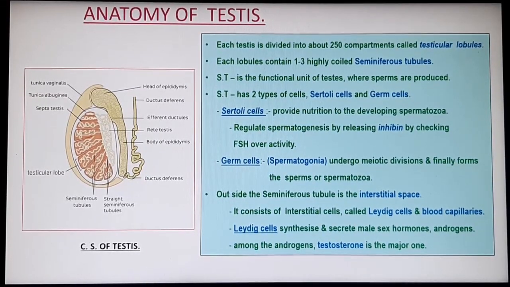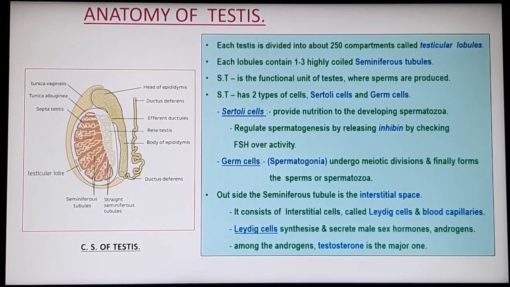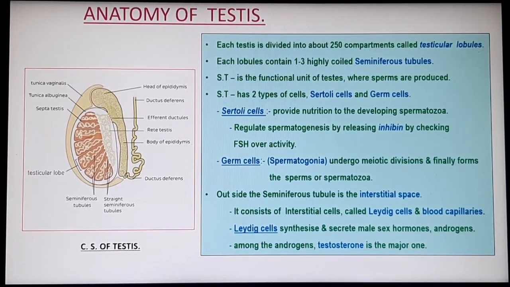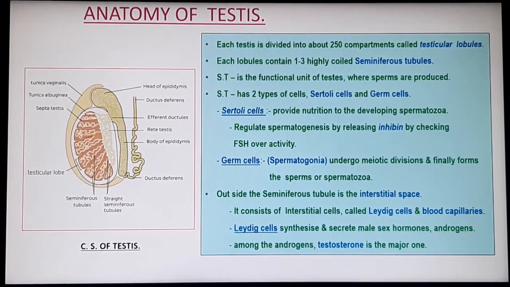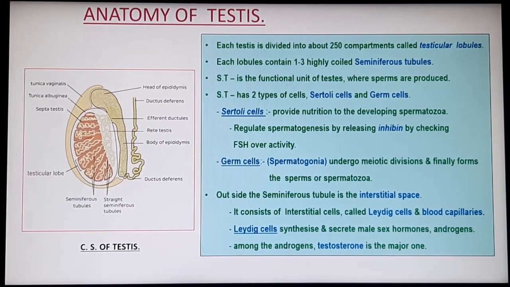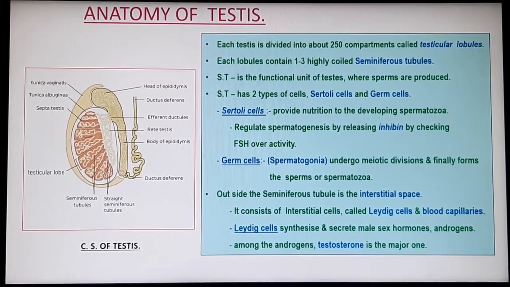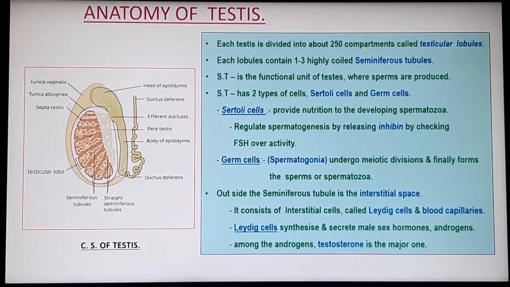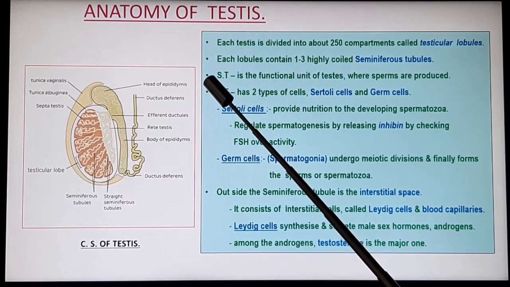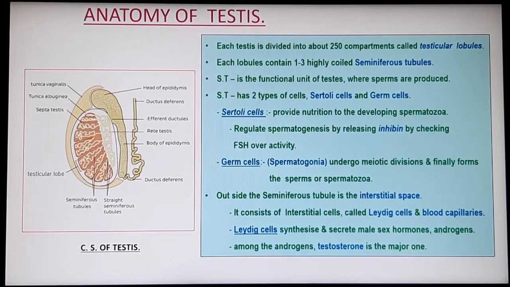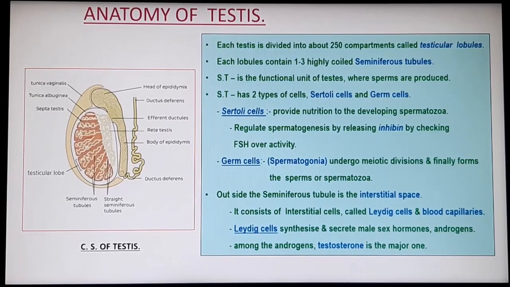Coming to the anatomy of testis. What are the internal parts and associated tissues in the testis? We know that testis is present as pairs. It is located outside the abdominal cavity, and each testis is divided into about 250 compartments called testicular lobules.